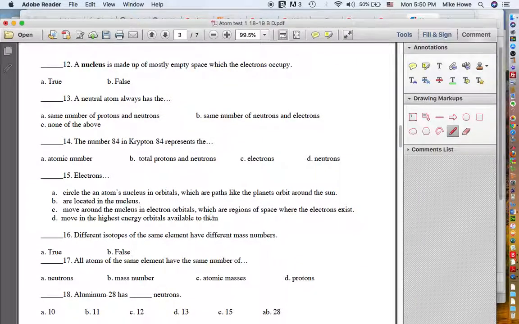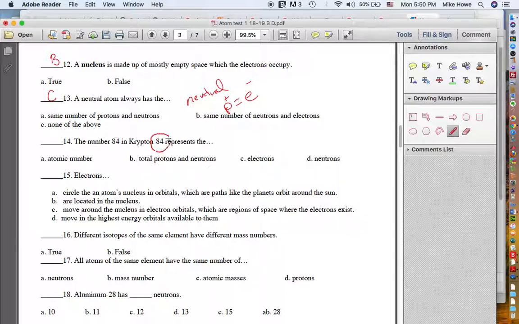All right, is the nucleus empty space which the electrons occupy? We just said that the nucleus was very dense, didn't we? So the answer is that's false. All right, if it's neutral, does it have a charge? So neutral means that P equals E, because P are positive, electrons are negative, and positives and negatives, when they're equal, create neutrality. So that's not a choice here, so the answer is C.